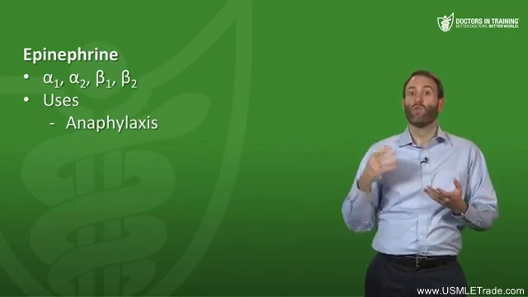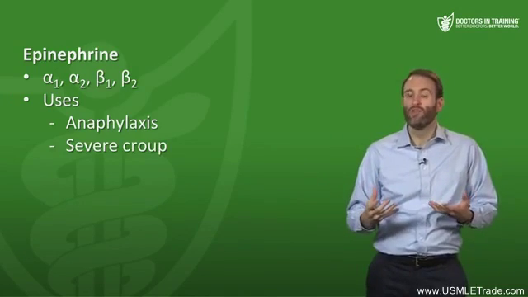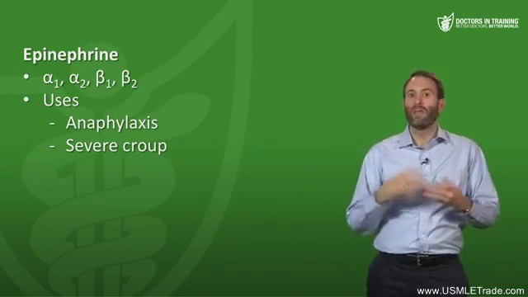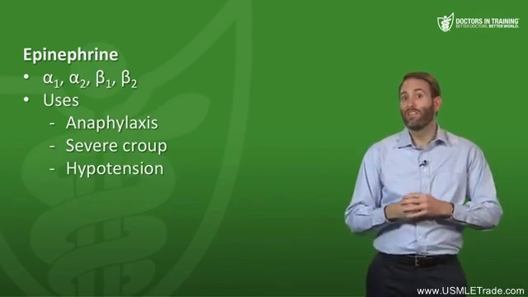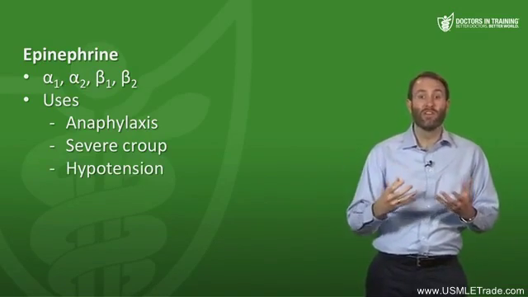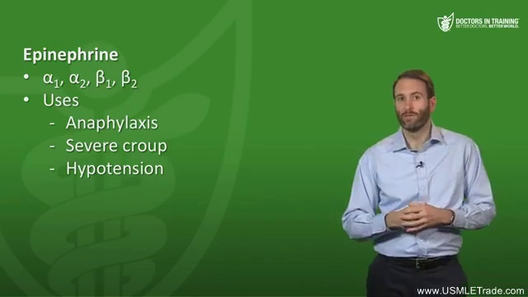Now, it can also be inhaled in certain situations. If patients have a respiratory problem like severe croup, you can inhale epinephrine and actually get that beta-2 action going. Epi can also be used in hypotension, and that makes sense because the alpha-1 will vasoconstrict and the beta-1 will increase the heart rate.